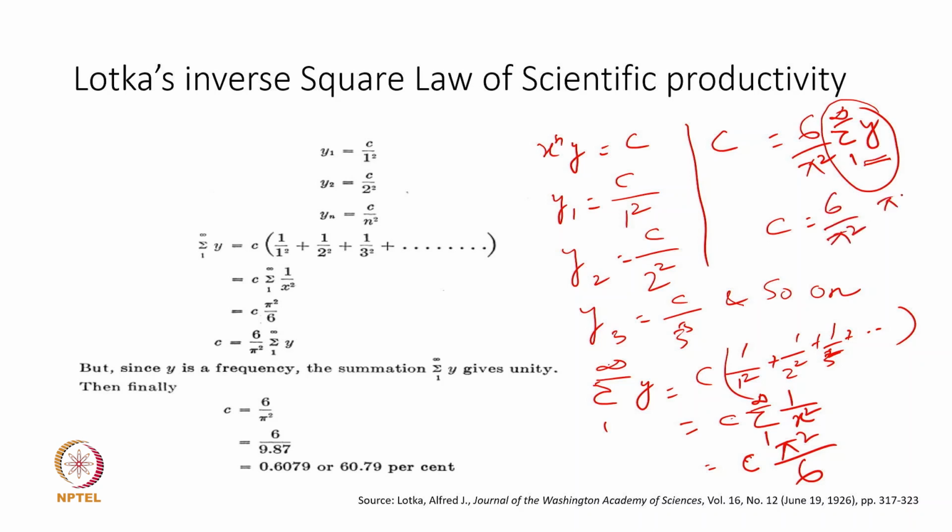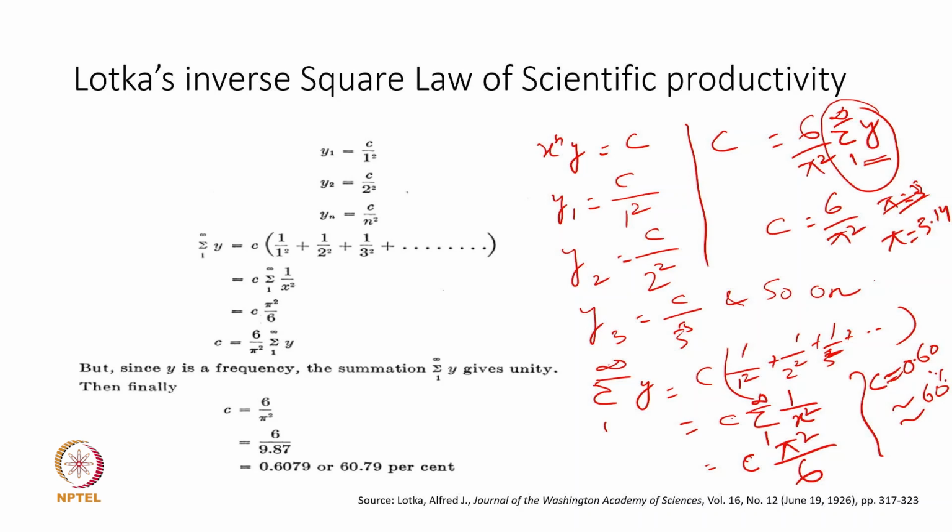We know the value of pi is equal to 3.14. If we put the value of pi here, then we get the value of c as 0.60 approximately. So that means we are getting the value of the constant here, that is 0.60. So that is approximately 60%.